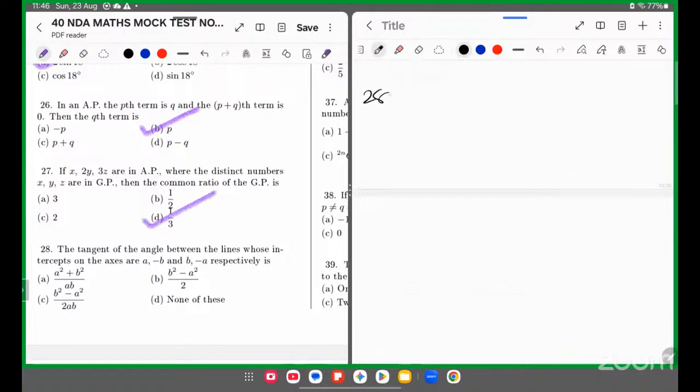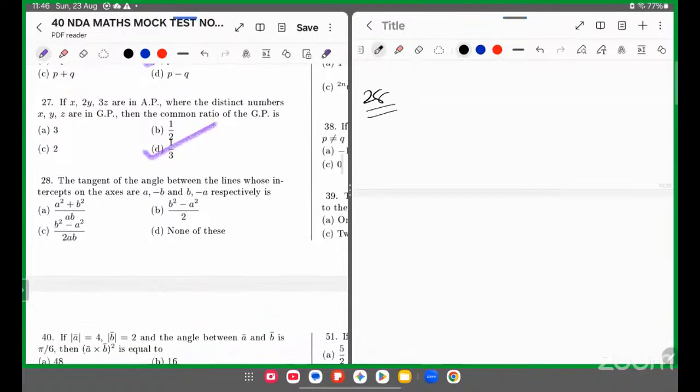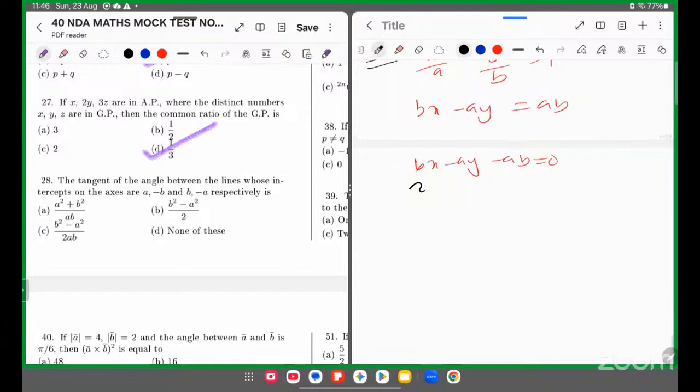Question number 28. The tangent of the angle between the lines whose intercepts on the axes are a, minus b, and b, minus a respectively. So how can we write x by a minus y by b equal to 1, a line that is bx minus ay equal to ab, or bx minus ay minus ab equal to 0. Second line is x by b minus y by a equal to 1. So that means ax minus by minus ab equal to 0.